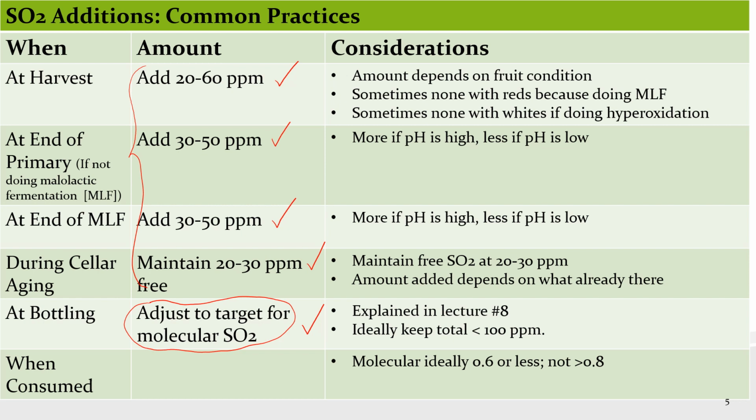Because remember, there are 3 species of SO2, and molecular SO2 is the one that has antimicrobial properties. So we want to make sure that we have enough molecular SO2 that we're protecting against any microbes that might cause spoilage. All right, that's the key: making sure we have enough molecular SO2 to protect against microbes that might cause spoilage.